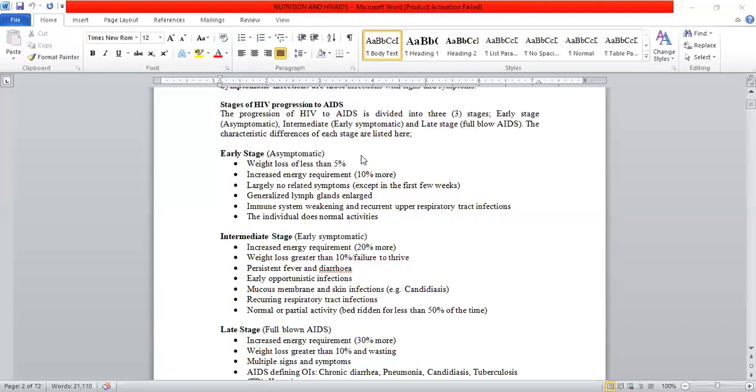So these are very key things. You need to determine first the weight, and then the weight can tell you how much you are supposed to increase the energy. The others are about the general characteristics. The other characteristic is that largely they are not related to symptoms, except in the first few weeks. Then we have the generalized lymph glands enlargement. In this case, you can find that the person is complaining of tonsils and so on. Then the immune system is weakening, with recurrent upper respiratory tract infections, the sore throat, the common cold, coughing, and so on. And the individual does normal activity. Those are basically the normal characteristics, which I believe you covered in nutrition in HIV.